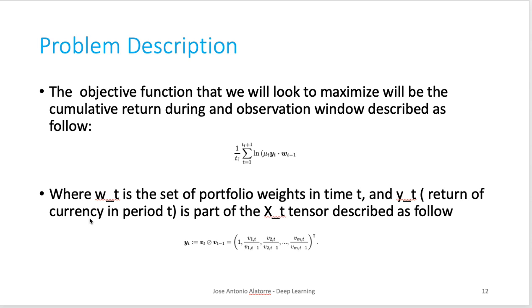What's the objective function that we're gonna use here? Our objective function is that we want to maximize the return of our portfolio, and the return of the portfolio, the log return, is simply the weights multiplied by the returns on each of the assets during all the life of our portfolio.